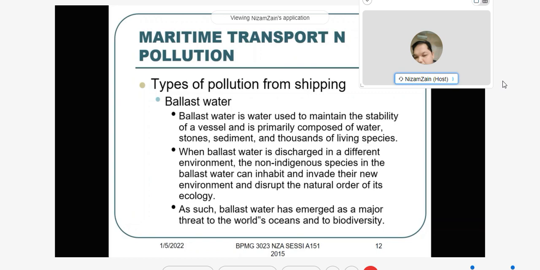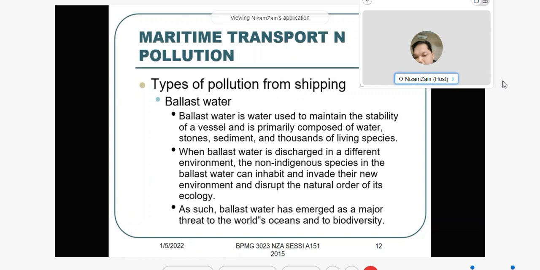They will consume and they will mutate in the water. And at the end of the day, they cover a wide spread of area that consists of non-indigenous species of microorganism. And this alien species usually is dangerous to the fish and also to the seafoods around, the indigenous species.